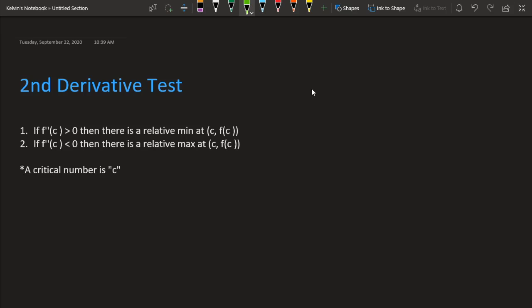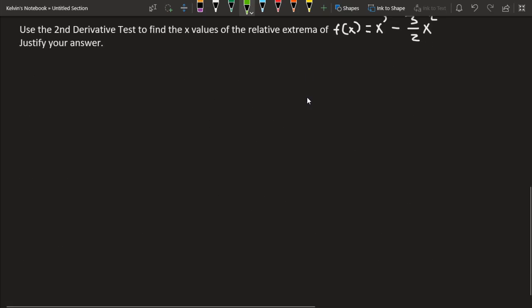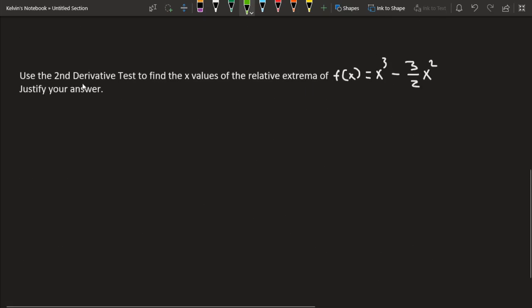So, now that you've copied this down in your notes, let's go to our first example problem. Use the second derivative test to find the x values of the relative extrema of f of x is equal to x cubed minus 3/2 x squared. Justify your answer. So what the question is asking us to do is find the relative extrema of f of x using the second derivative test, and then afterwards to justify our answer. So, let's get right into this.